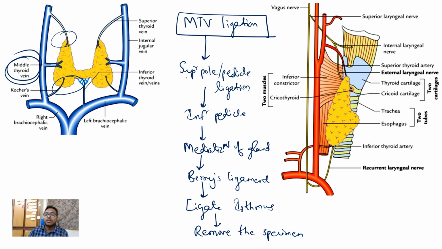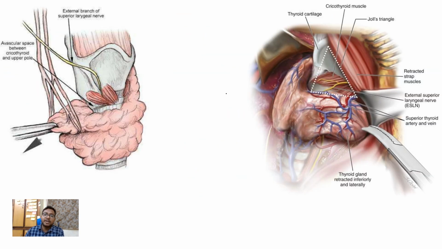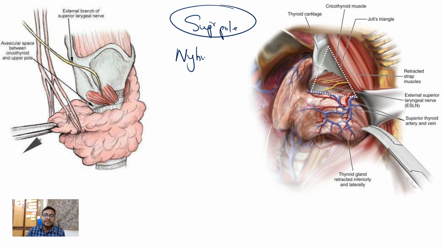Now, one important question they can ask you: whenever you are ligating the superior pedicle or inferior pedicle, you should always go mostly near to the gland. Whenever you are dealing with the superior pole, as you can see from the diagram, the EBSLN, external laryngeal nerve, is present in the vicinity of the superior pole. So when you are dealing with the superior pedicle or superior pole, there is an important maneuver called the Nyhus maneuver.